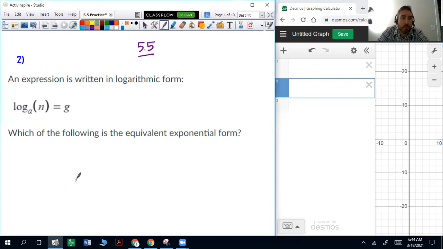Question 2. An expression is written in logarithmic form. Which of the following is the equivalent exponential form? So it's always going to be your base down there. We start with that. We raise it to the power of the other side of the equation, so to the g power. And then we set it equal to the value inside the log, so n. A to the g power equals n.